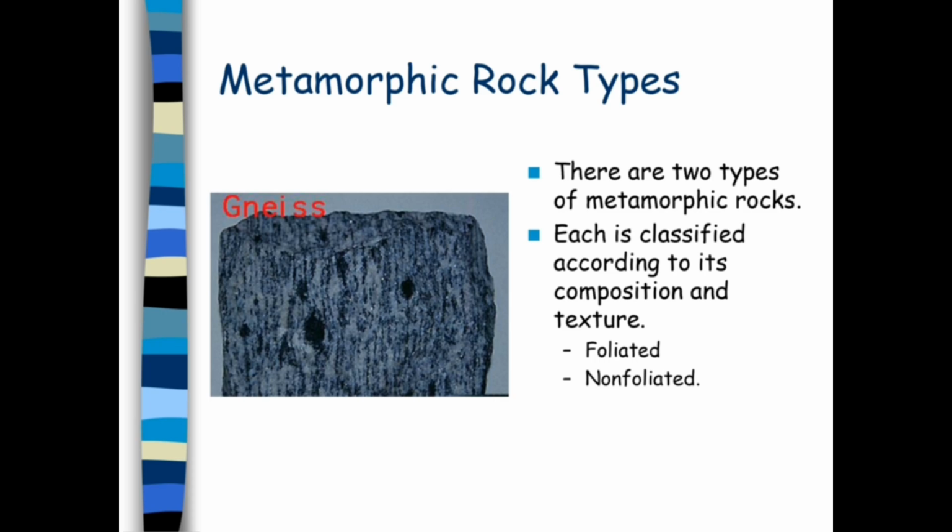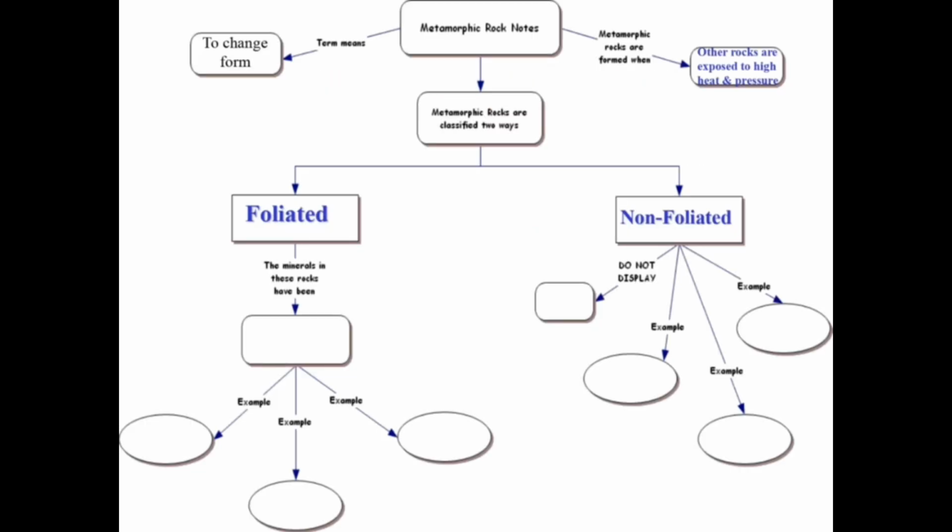So, when we say composition, it refers to a rock's chemical and mineral makeup, while texture refers to the physical appearance of a rock, such as size, shape, and arrangement of mineral grains and crystals. The figure on the screen is a metamorphic rock called gneiss. Now, let us proceed to the next slides to identify whether it is foliated or non-foliated metamorphic rock.